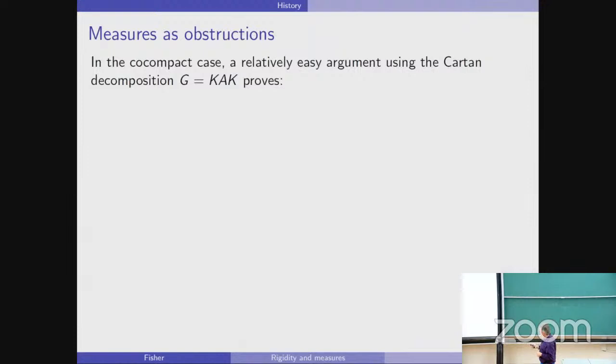So now I want to talk about my general philosophy of measures as obstructions. For this, I'm really going to be talking about co-compact lattices. Maybe I'll say a word about non-co-compact lattices a little bit later. I can write my group in this Cartan decomposition, as KAK, where the important part here is that the group K is compact. In the case of SL(n,R), A is just the diagonal matrices, K is just SO(n).